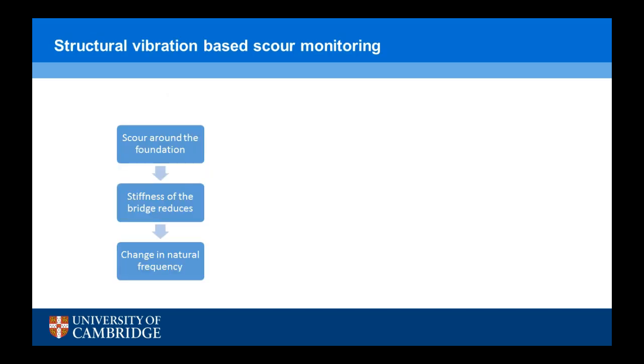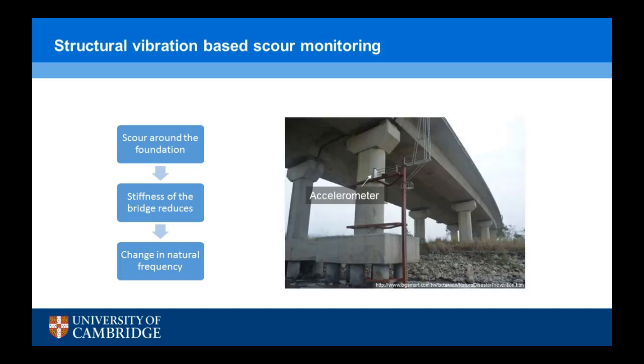The structural vibration-based scour monitoring technique, which I'm going to talk to you about today, has a theoretical background like this. When scour occurs around a bridge foundation, the soil which was previously supporting the foundation is not there anymore, so the stiffness of the bridge is less. Because the bridge stiffness is lower, the natural frequency is also lower. This change of natural frequency can be measured by using simple accelerometers on the bridge.